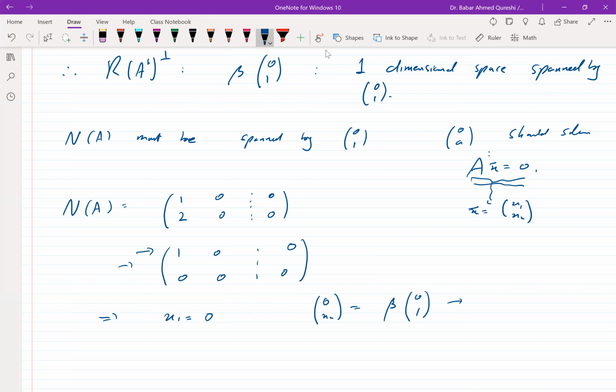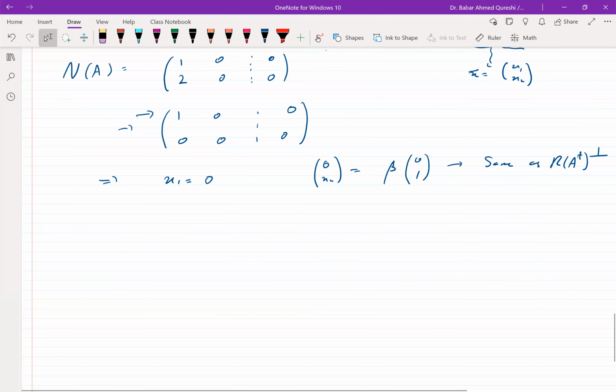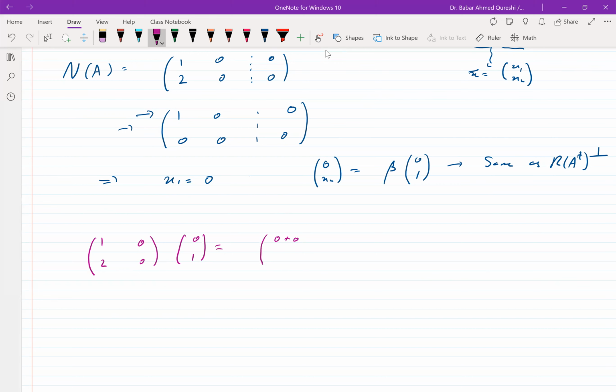So again, same as R A transpose, orthogonal complement. And you can check that if I take this and act on a vector of this kind, I should get a 0. So you do get 0 plus 0, 0 plus 0, 0. And I could have multiplied it with any number, doesn't matter. I can put A here, it still gives me 0.